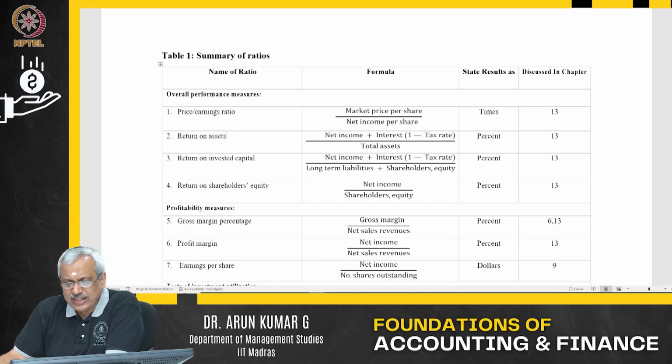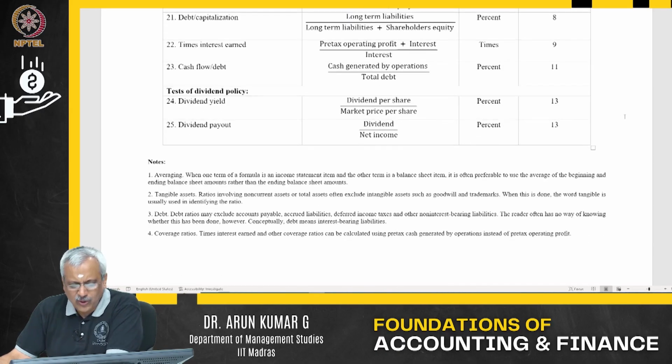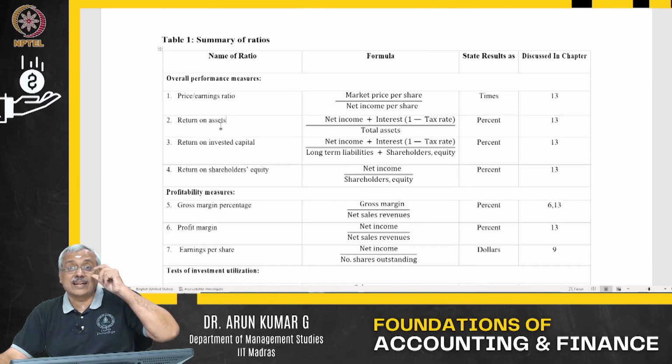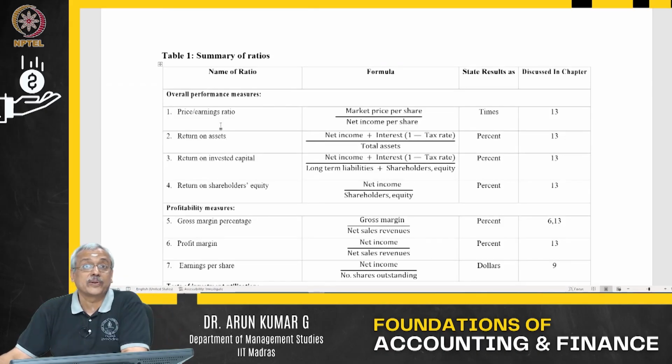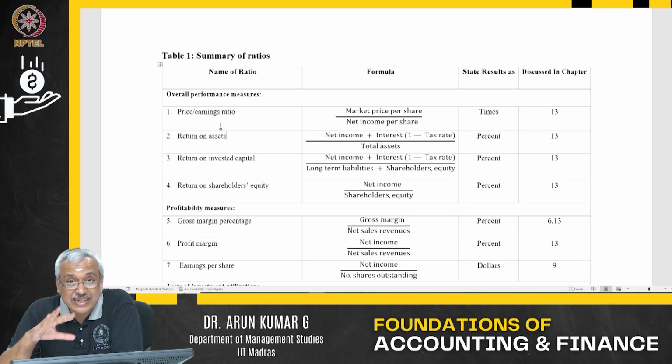Now, are there only 25 ratios? Sir, is there only 25 ratios? No, your ratios will also depend on the kind of situation or the kind of analysis that you are trying to do. Some ratios may be irrelevant in some situations. Some ratios you may have to devise depending on the situation. These are only indicative.